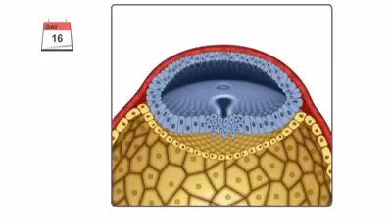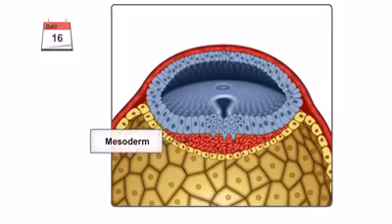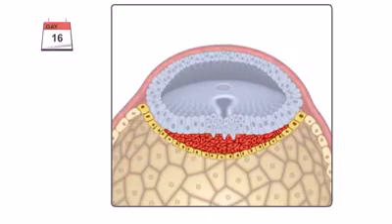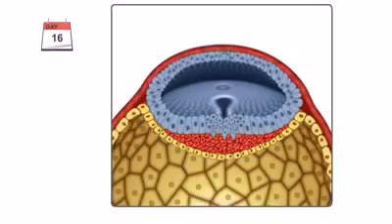Some of the invaginated epiblast cells remain in the space between the ectoderm and newly formed definitive endoderm. These cells form a germ layer known as the mesoderm. Once the formation of the definitive endoderm and mesoderm are complete, epiblast cells no longer migrate towards the primitive streak.